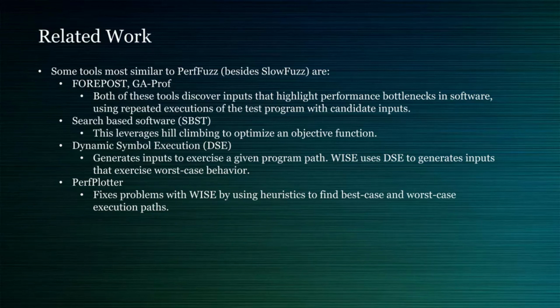And finally, PerfPlotter is the last one they mention. This fixes problems with WISE by using heuristics to find best case and worst case execution paths. And while PerfPlotter does seem like a good option over DSE and WISE, it is still a single dimensional objective tool. It's either total path length or total memory consumption. PerfFuzz can do both. It's multi-objective. It also generates a variety of inputs that exercise distinct hotspots in the program.